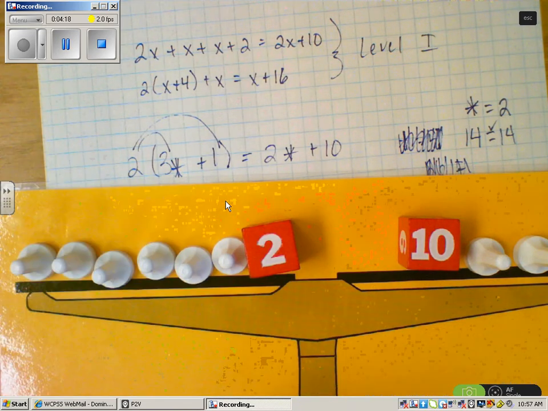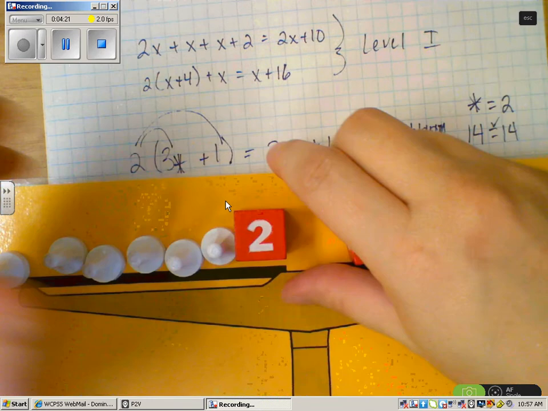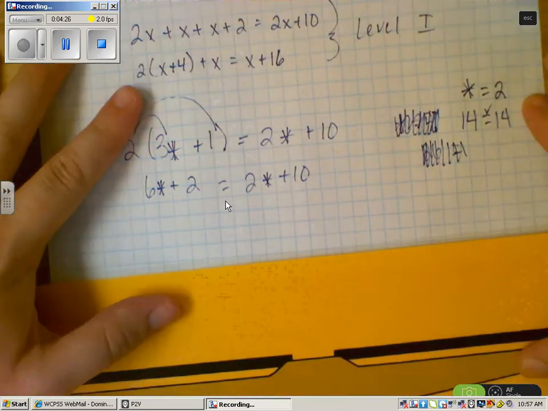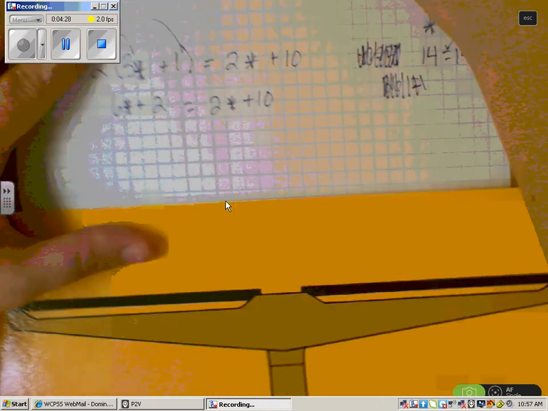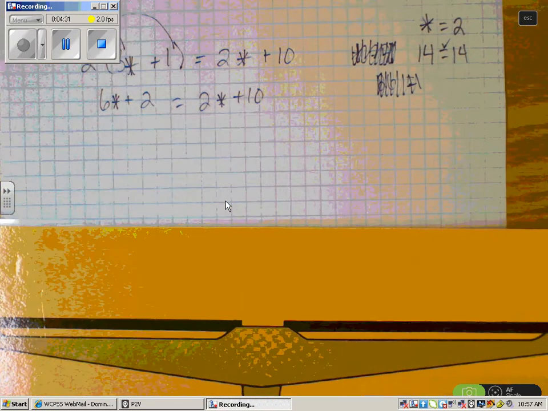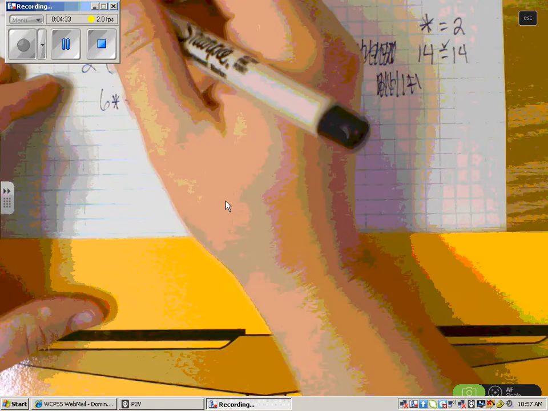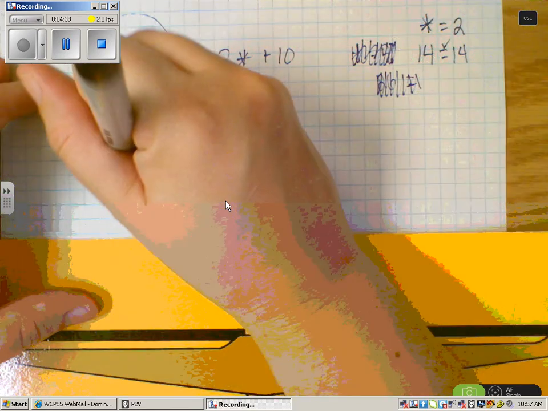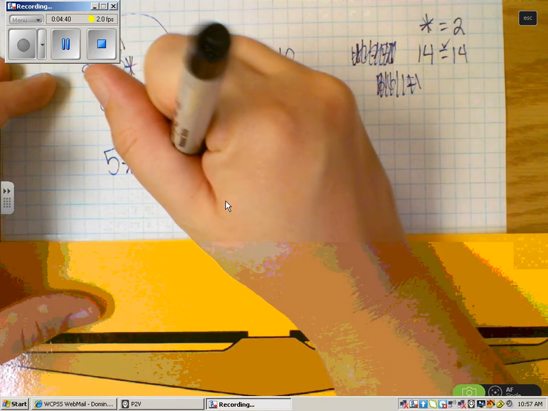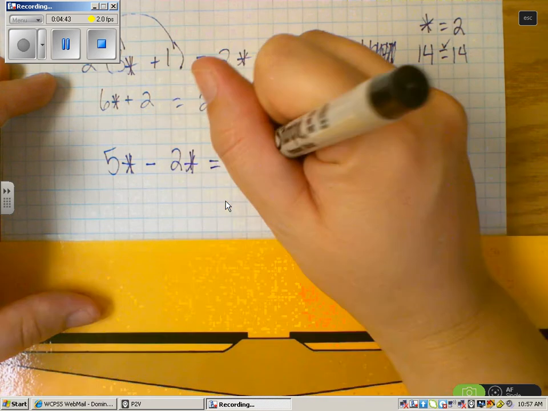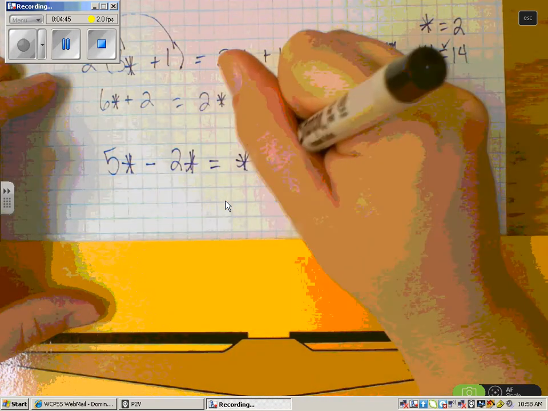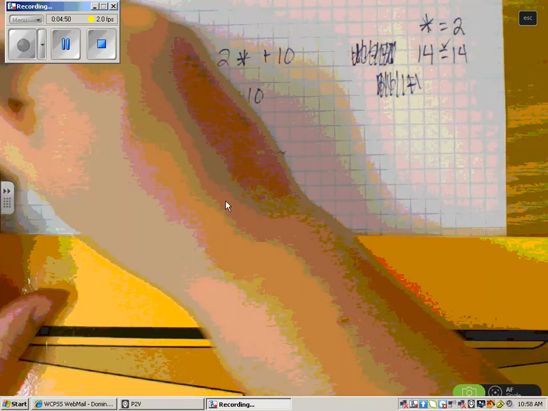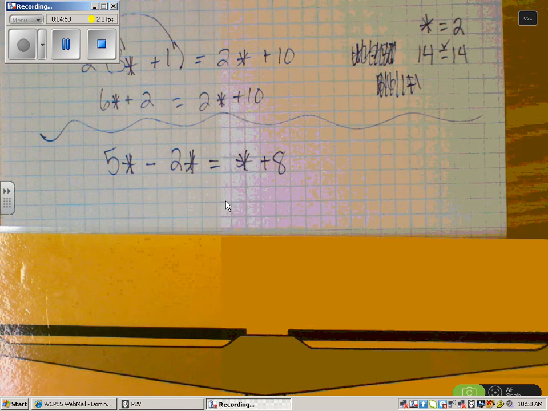Alright, let's do another problem. This one I would like you to build and solve on your own. So make sure once I put the problem up that you go ahead and pause the video. So you have 5 star minus 2 star equals star plus 8. So go ahead and pause the video and solve for that equation.